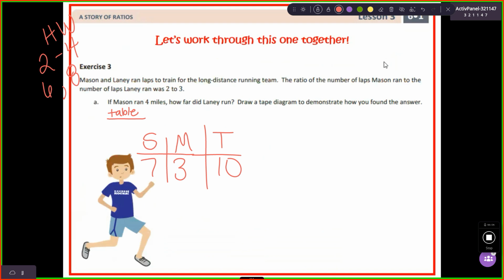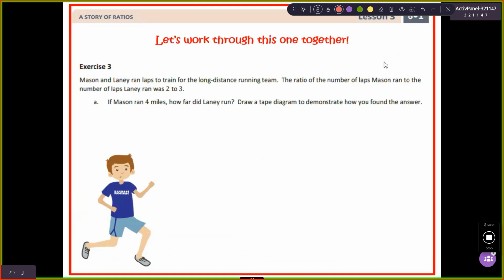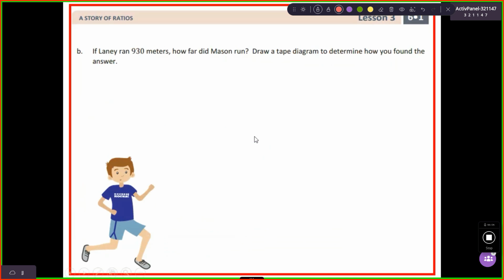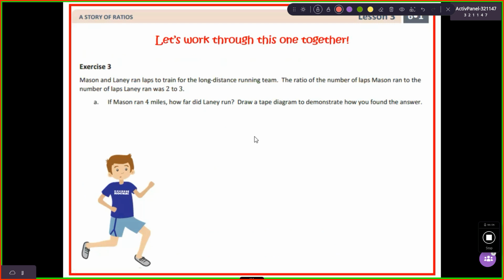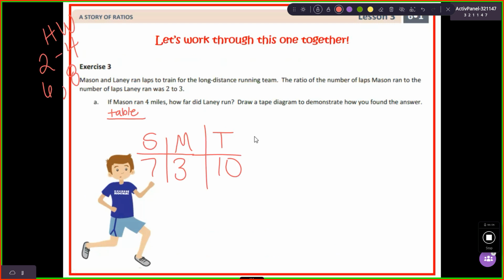So now we're going to do the same thing, but this is a different problem. When I'm creating these, you are only going to create one table, and it's going to be under letter A, because y'all have a lot of room there.